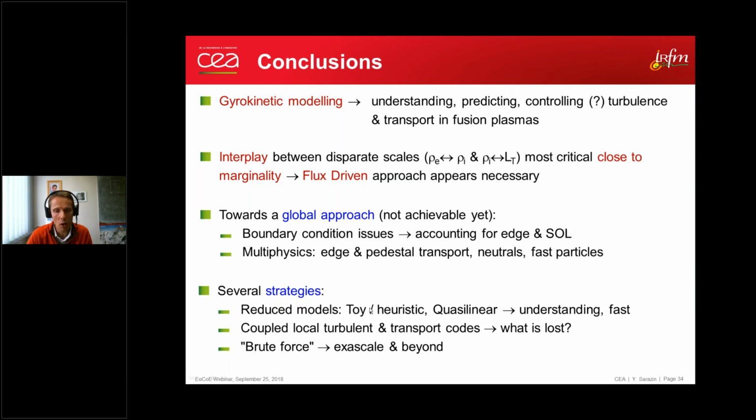Right now, there are reduced models, which are always useful to understand the physics at work, and because obviously they are fast, so they are toy or heuristic models or quasi-linear framework as well.